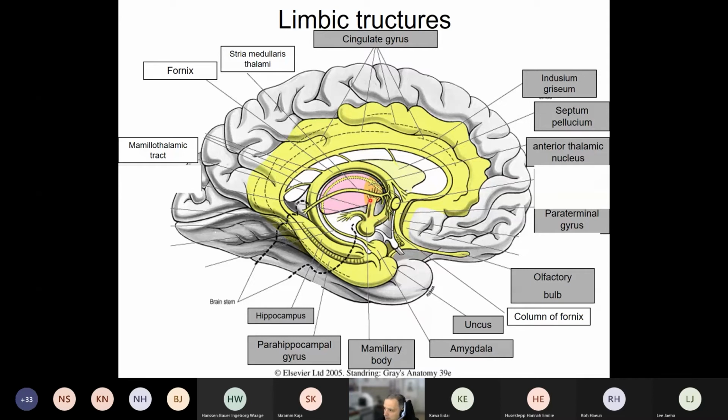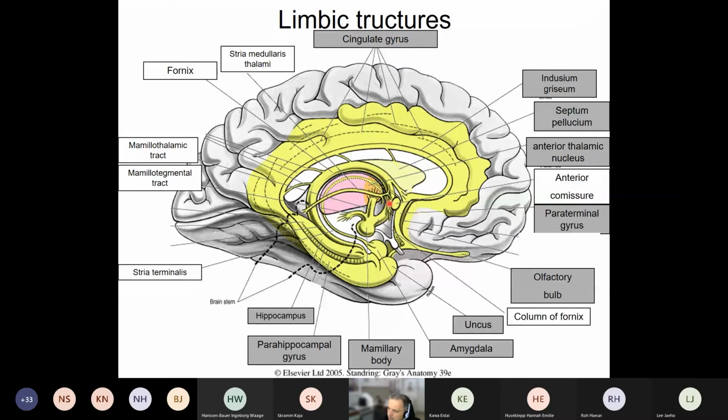Mammillothalamic tract, I will come back to this point. That connects the mammillary body with the anterior thalamic nucleus. It's also an important limbic pathway. It has to do with memory. I will come back to this. The mammillotegmental tract connects the mammillary body with the tegmentum of the midbrain. Stria terminalis is the connection between the amygdala and the hypothalamus. I will come back to this also.